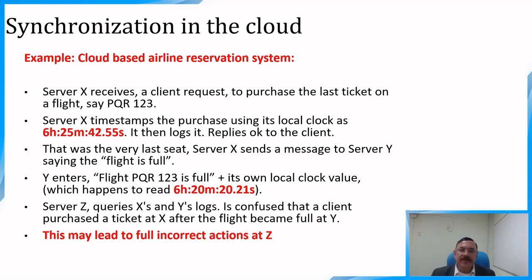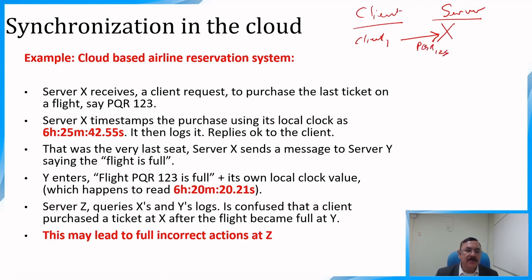Take the example of a cloud-based airline reservation system. Now let us take a particular server X. A client requests to purchase a ticket, the last ticket on the flight, say PQR 123. The server timestamps the purchase using its local clock as 6:25, and then locks it and replies OK. At this time, it will say OK to the client because there is one seat left.